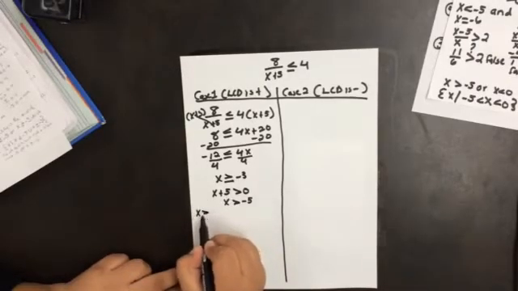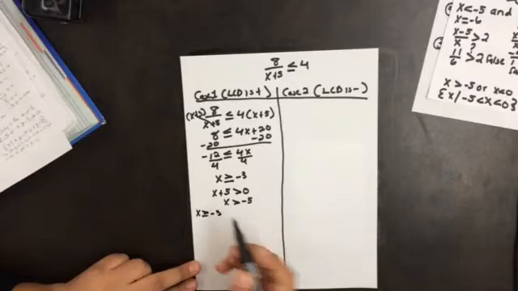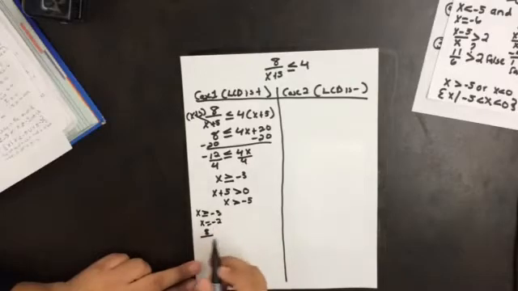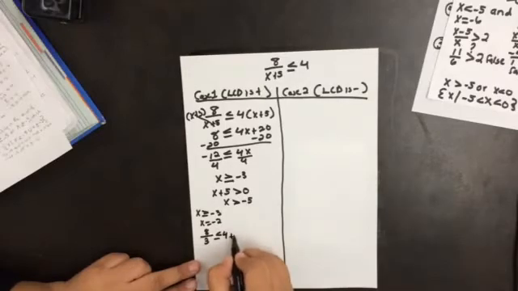So for x greater than or equal to negative 3, I'm going to test x equals negative 2. 8 over negative 2 plus 5 will give me 8 over 3. Is it less than or equal to 4? True.